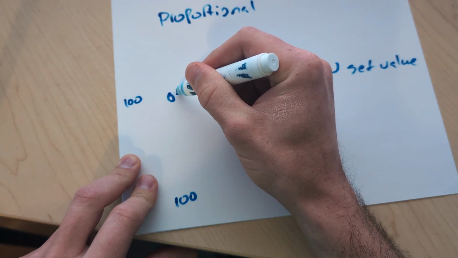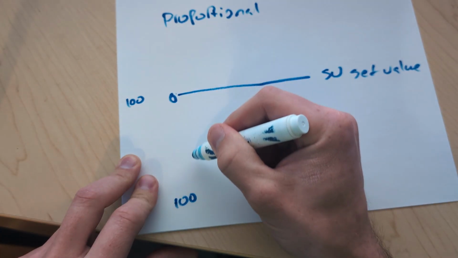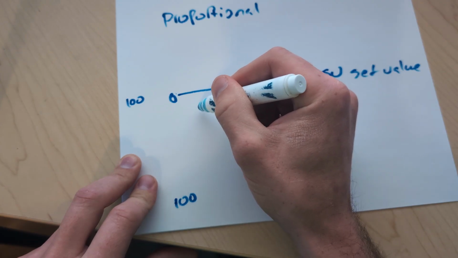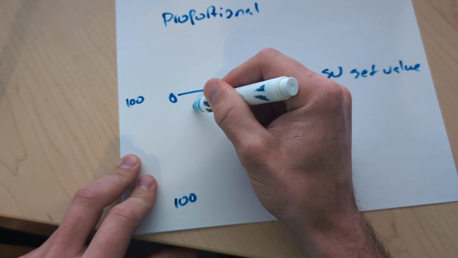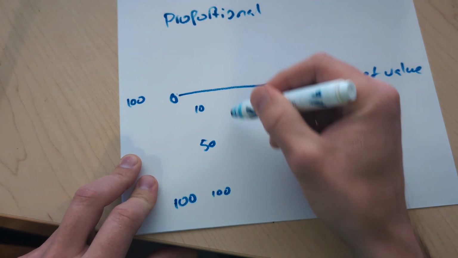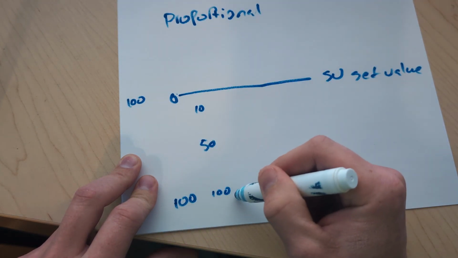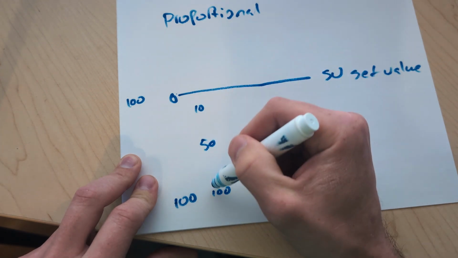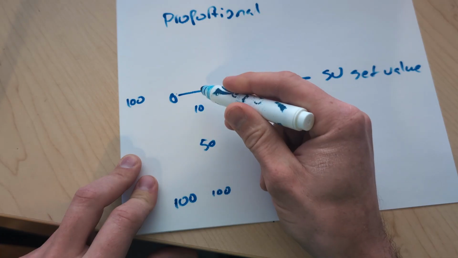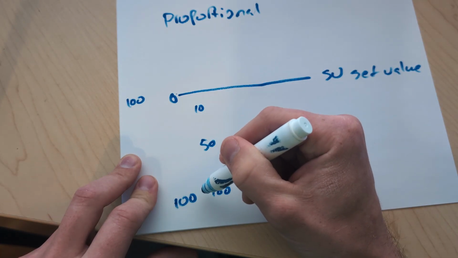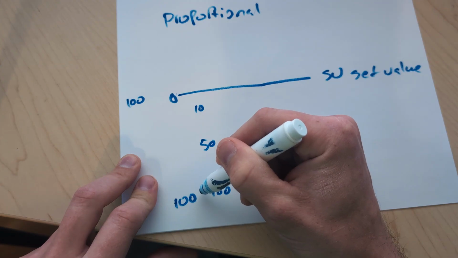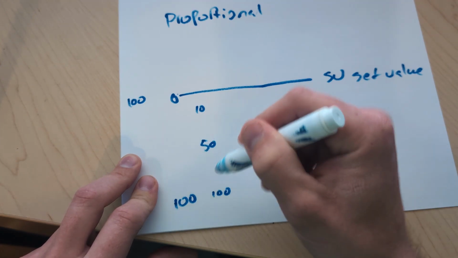So the further away from our set value we are, the more power it's going to apply. So let's say this is degrees here, 10, 50, 100 degrees away from our target. So this would technically be 0 degrees. So if we're 100 degrees away from our target, we're going to give 100% power. As we get closer and closer to our target, we're going to give less and less power. So if we're clear down here at 0 degrees, we're going to command 100% power.